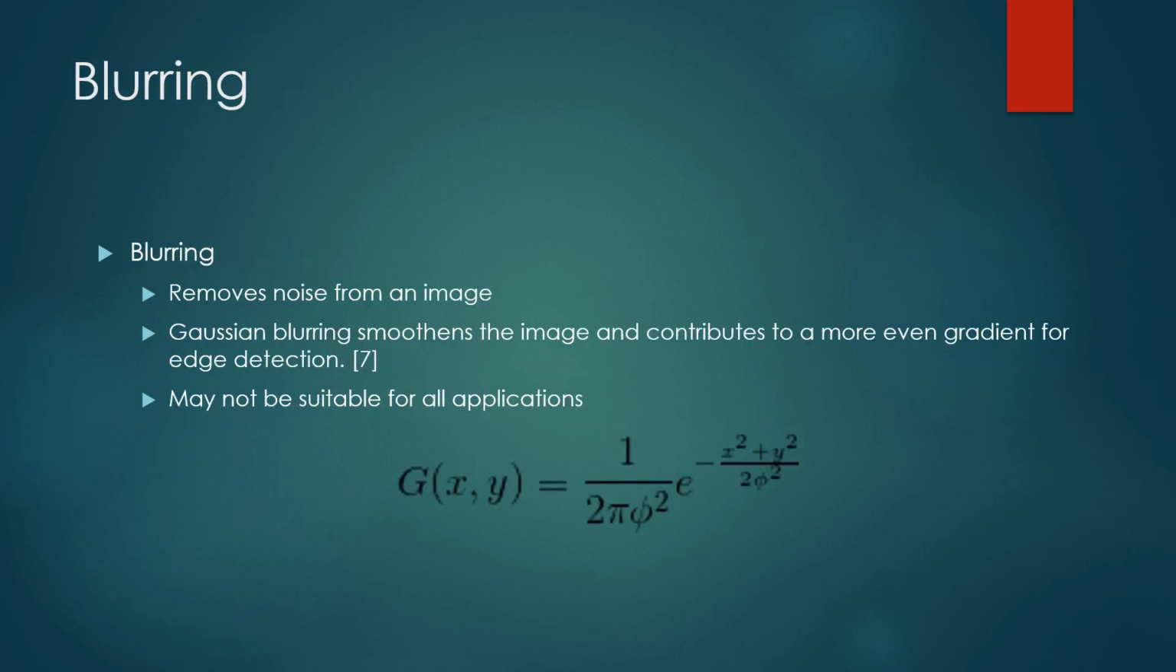Blurring is typically used to remove noise from an image. The weighted averaging filter is used to blur image by calculating the mean of a pixel's neighbors. The type of mean utilized is determined by the filter. Gaussian blurring is performed by applying a low-pass filter to the image, which smooths it and removes noise and small details. This contributes to a more even gradient of pixels for the edge detector to work with.